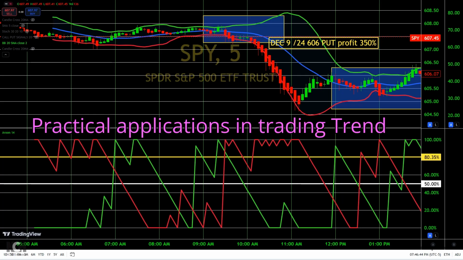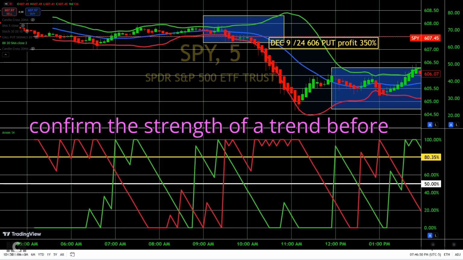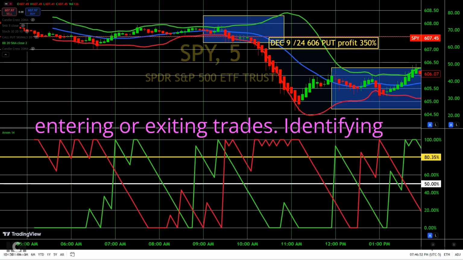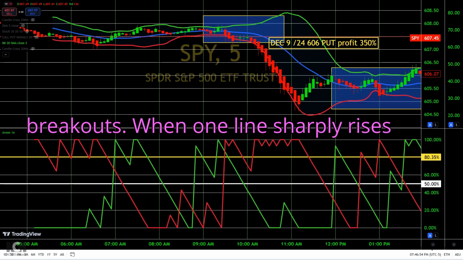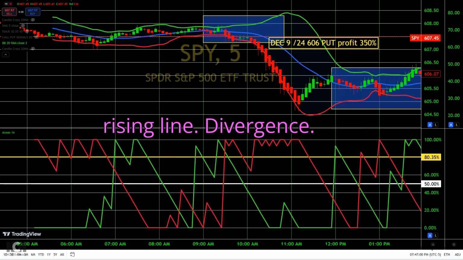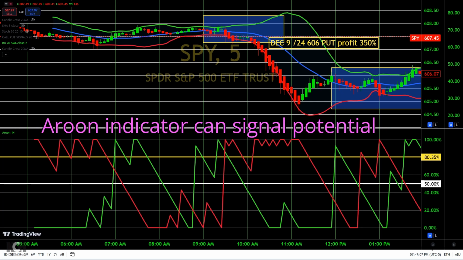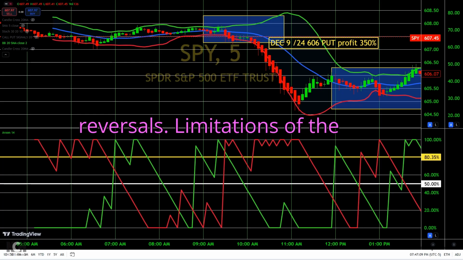Practical applications in trading. Trend confirmation. Traders use the Aroon to confirm the strength of a trend before entering or exiting trades. Identifying breakouts. When one line sharply rises toward 100 while the other falls, it may signal a breakout in the direction of the rising line. Divergence. Divergences between price action and the Aroon indicator can signal potential reversals.